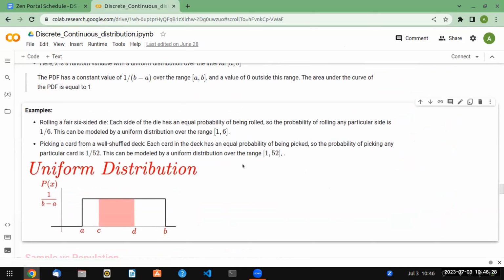This is how it looks. Okay, this is how it looks. I show you, right? Uniform.